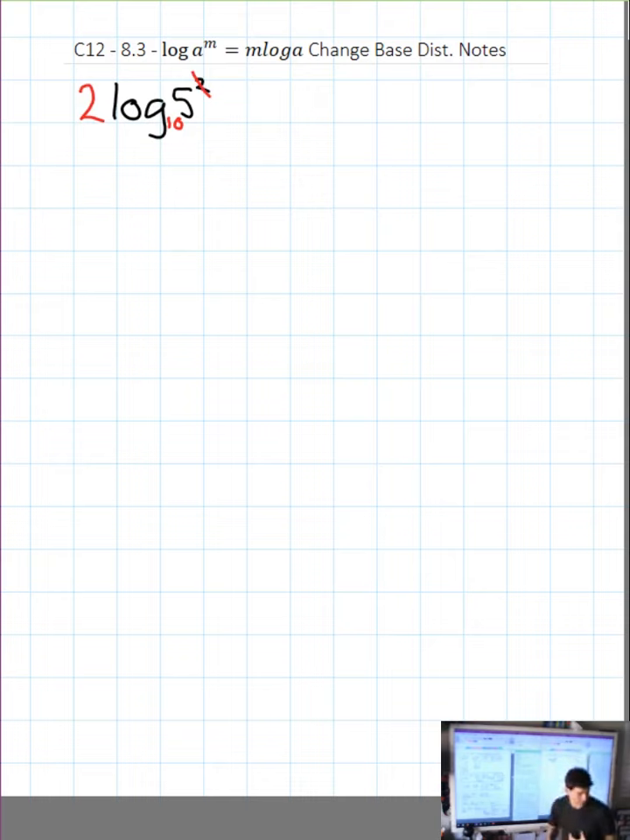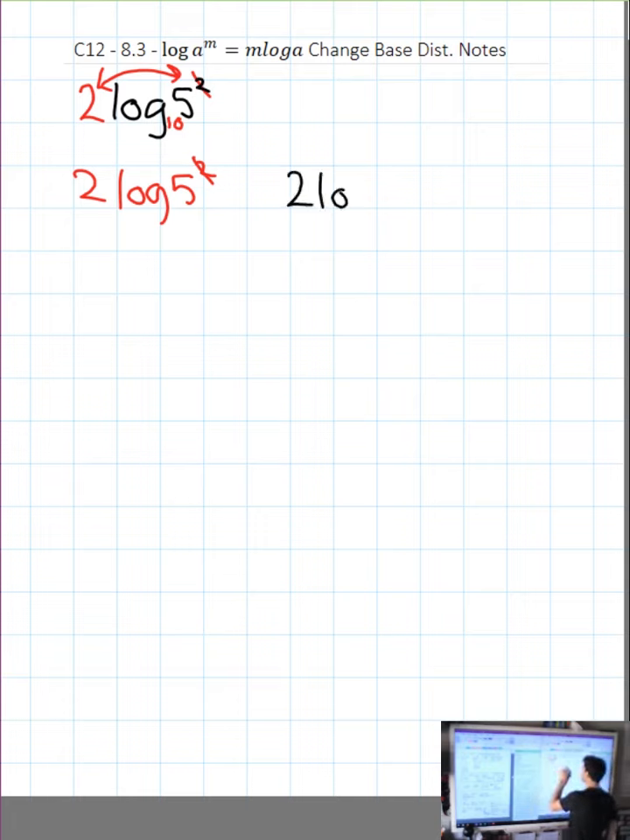I also need to be able to go in the opposite direction. So if I have the coefficient in front, I need to be able to bring it up. So I need to be able to do both things. If I have log 5 squared, I can bring the exponent down in front. If I have 2 log 5, I can bring the exponent up. And we need to be very comfortable being able to go in both directions.